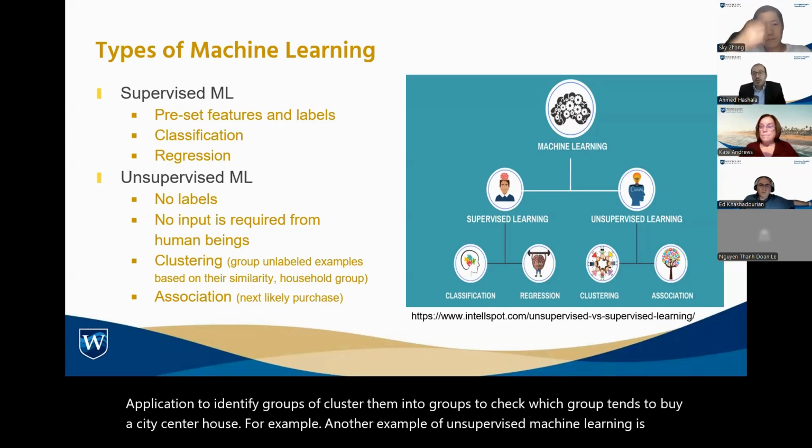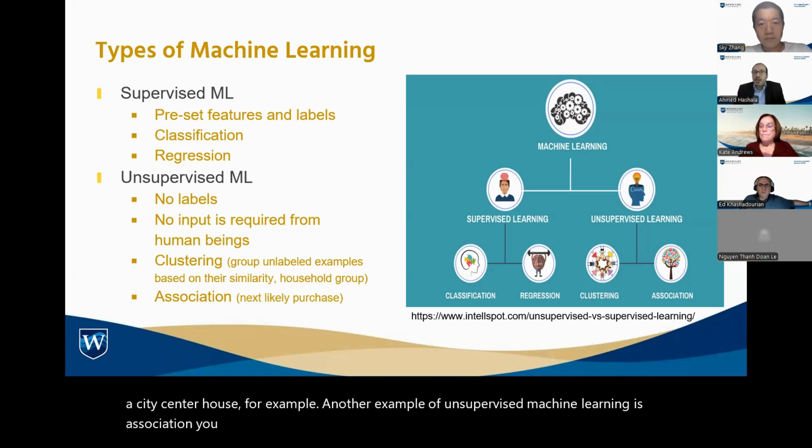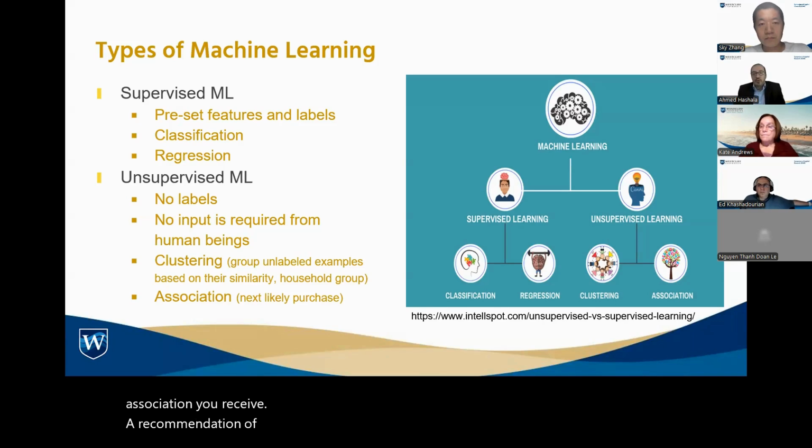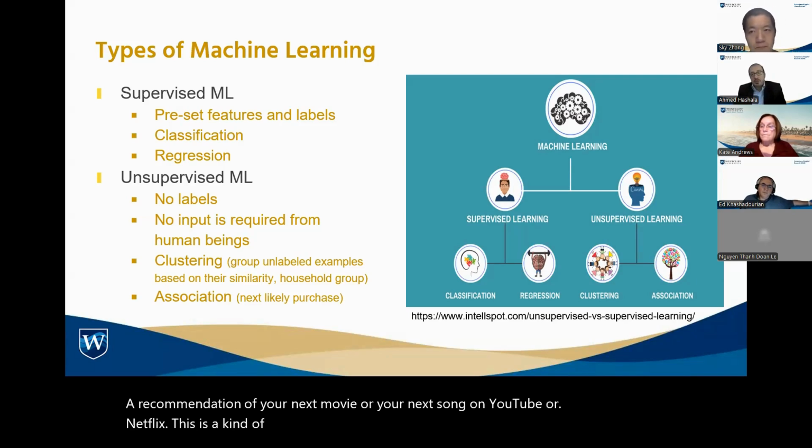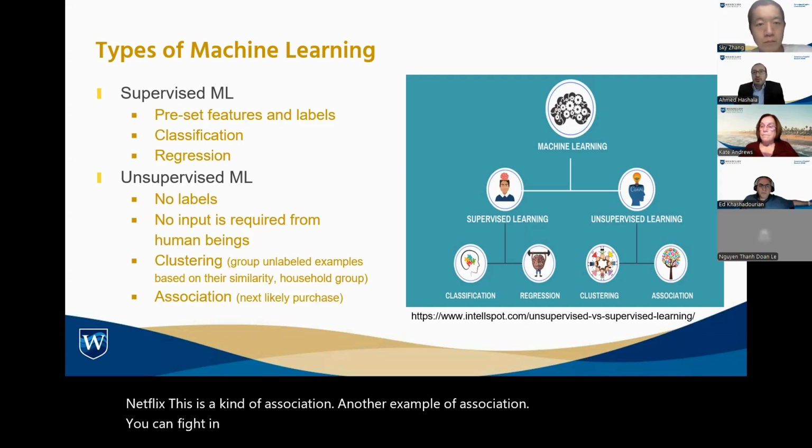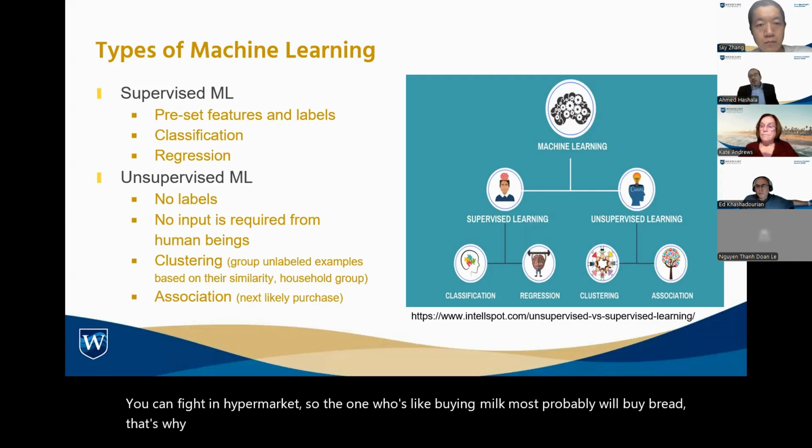association. You receive a recommendation of your next movie or your next song on YouTube or Netflix. This is a kind of association. Another example of association you can find in a hypermarket. The one who buys milk most probably will buy bread. That's why you can see bread and milk close to each other.